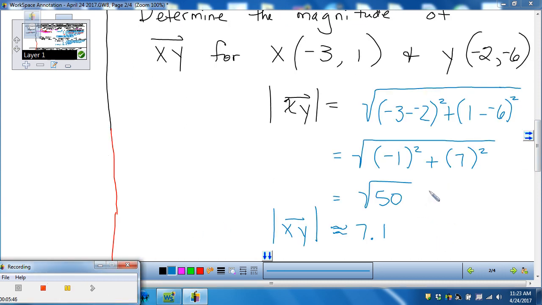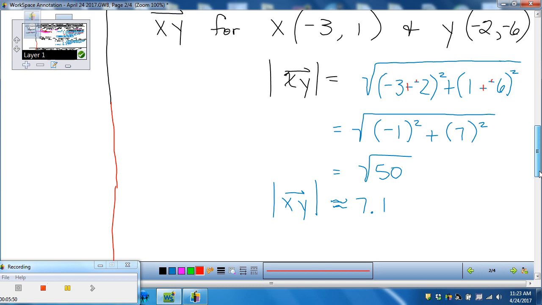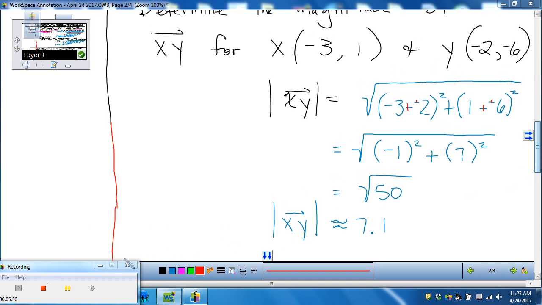Okay, welcome back. You should have gotten that the magnitude of xy was approximately 7.1. Remember, we're rounding to one place behind the decimal point. When you plugged in, you had -3 minus a -2. You got -1 from that. Remember that the double negatives here become positive. You can put this directly in your calculator, so there should be no problem with your arithmetic. 1 minus a -6 becomes a +7. And then when I square those, I get 1 plus 49, which is square root of 50, and then I end up with 7.1. Okay, let's go ahead and pause, make sure you've got that in your spiral, and then we'll go to a second example, and then you'll work on your work.